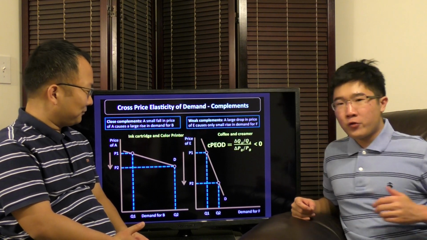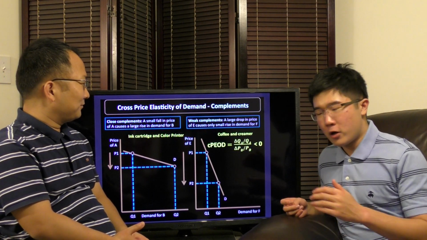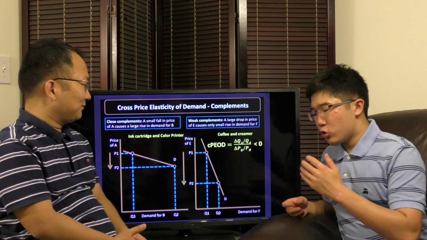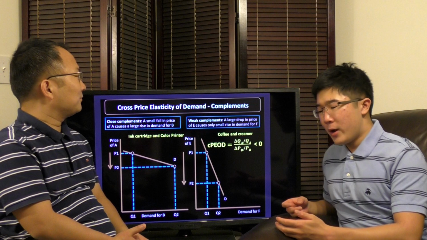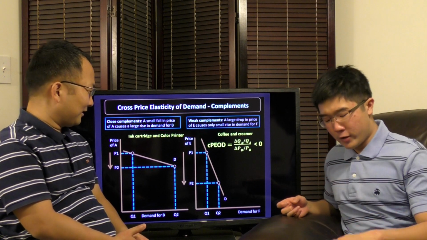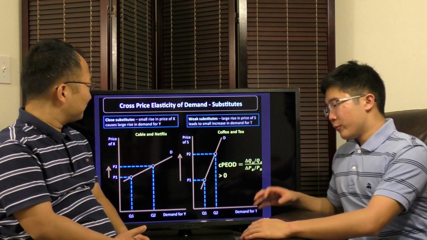And so now here's a little question for those at home. How would the cross-price elasticity of demand for a strong close complement compare with that of a weak complement? That's a question you can ponder over at home. It's very intuitive. So let's look at substitutes.